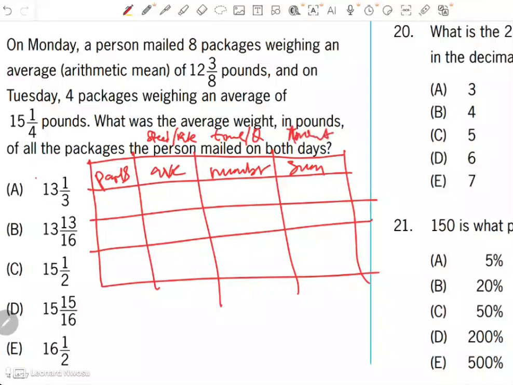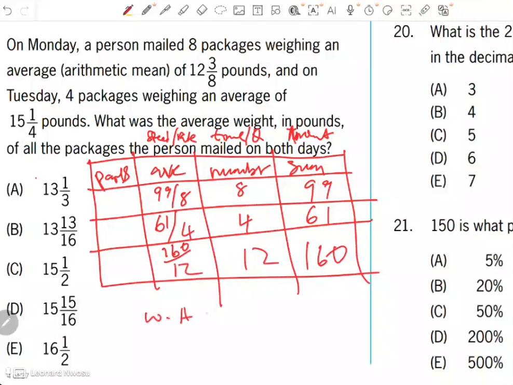It can also be work, the work produced, these times and all that. But we are just doing the same thing. 12 times 8 plus 3, 99 over 8. And the other one is 61 over 4. This one is 8, this one is 4, because average times number is sum. 99 over 8 times 8 is 99. 61 over 4 times 4 is 61. We can add the sums together, 160, just the same thing. 8 plus 4 is 12. The only thing is that we can't add average of average. So we are not going to do average of average. But 160 divided by 12 will also give us the final average. Yes. That's what we did already.